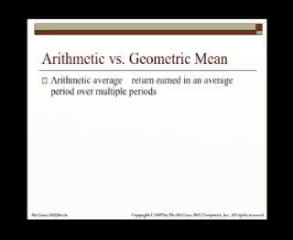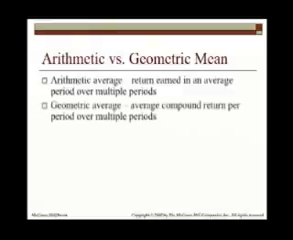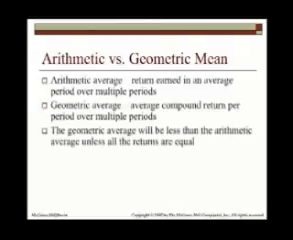Now we can talk about geometric means, and I've just shown you arithmetic means, and we can talk about the difference. An arithmetic mean, that's where we add up all the observations and divide by the number, is the return earned in an average period, say an average year, over multiple periods. A geometric average is an average compound return per period over multiple periods. And the geometric average will always be less than the arithmetic average unless all the returns are equal. So unless we have 10%, 10%, 10%, 10%, every year the same, then the geometric and the arithmetic averages would be the same.